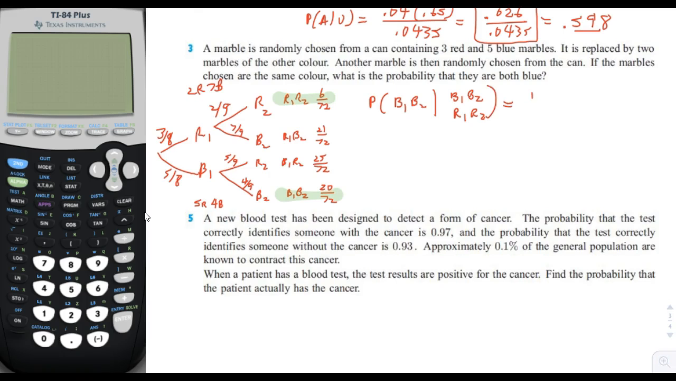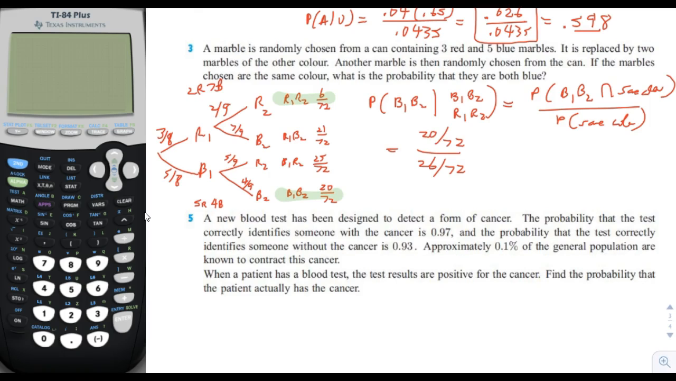So what's the probability that they are B1, B2 and they're the same color, divided by the probability that they are the same color? Okay, so the probability that they're the same color would be R1, R2 plus B1, B2, so that would be 26/72. The probability that it is B1, B2 and it's the same color, well, B1, B2, it's the same color, so it would be 20/72, and we wouldn't need to modify that. That would be equal to 20 divided by 26, which is equal to 10 divided by 13.